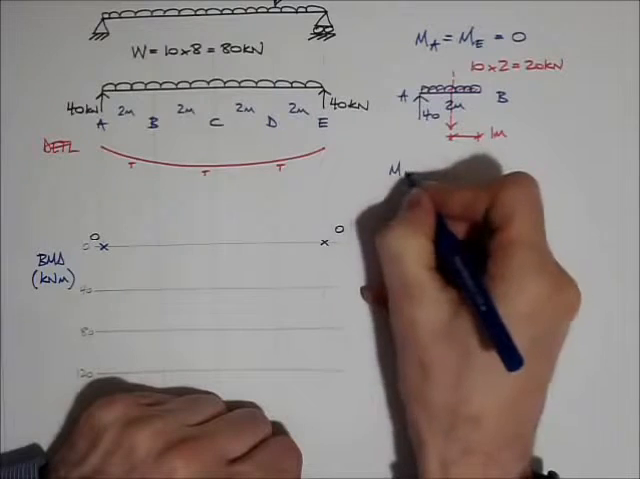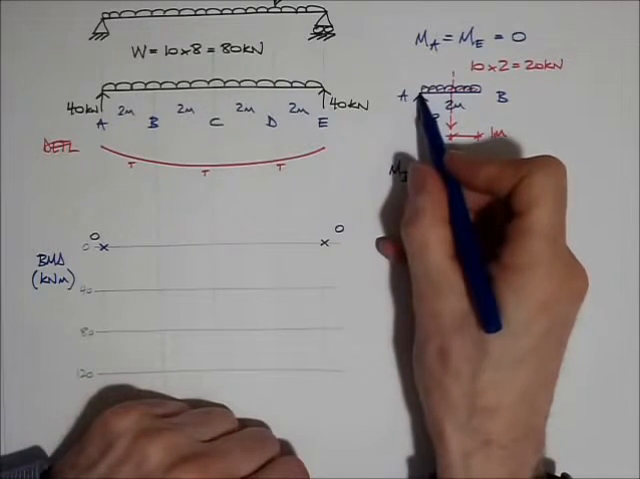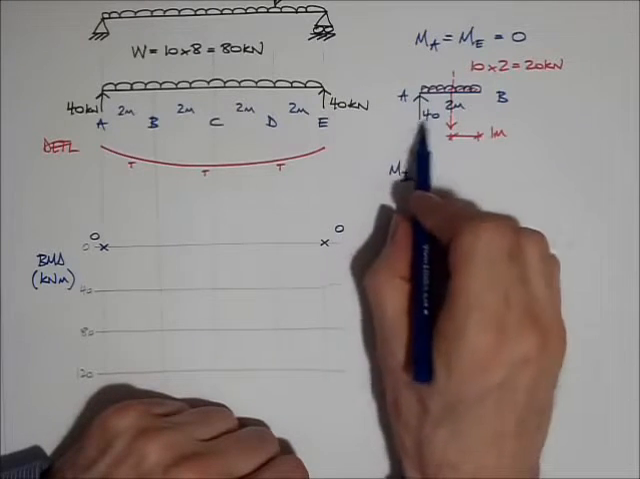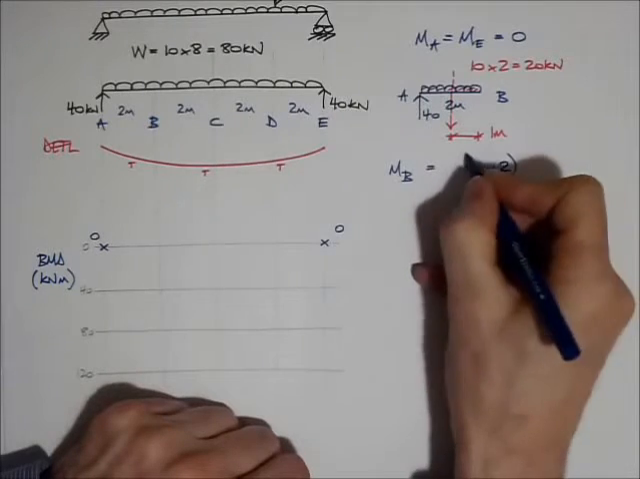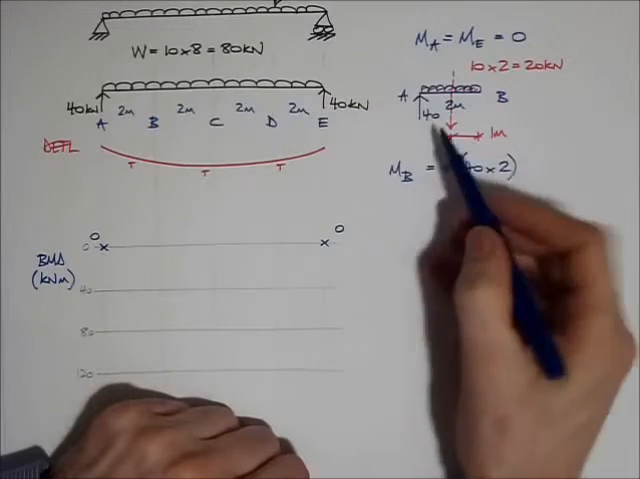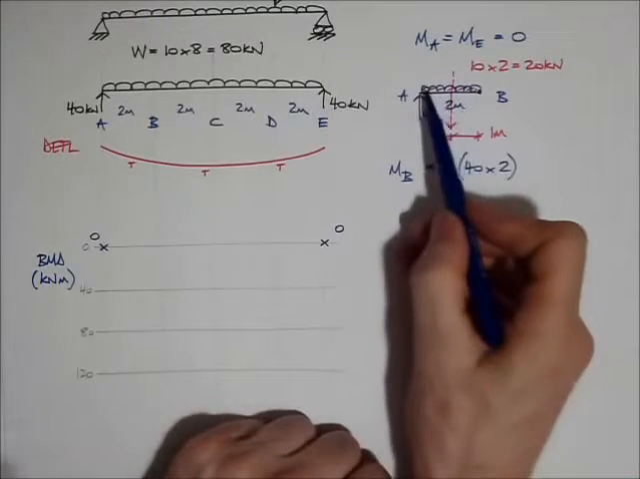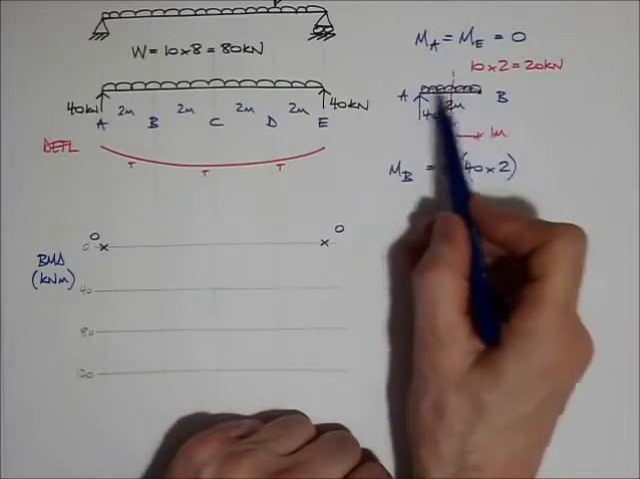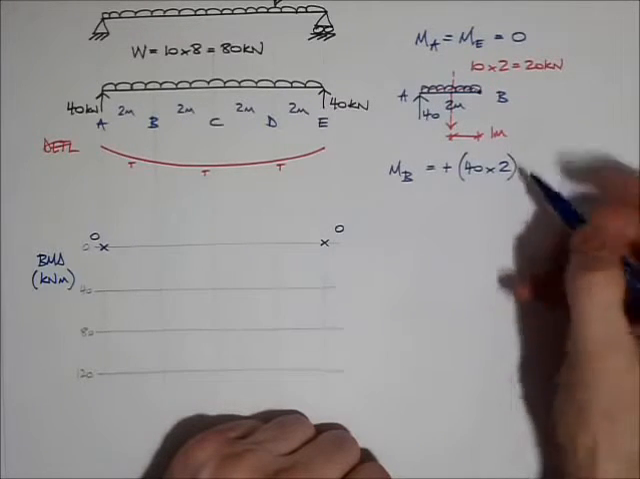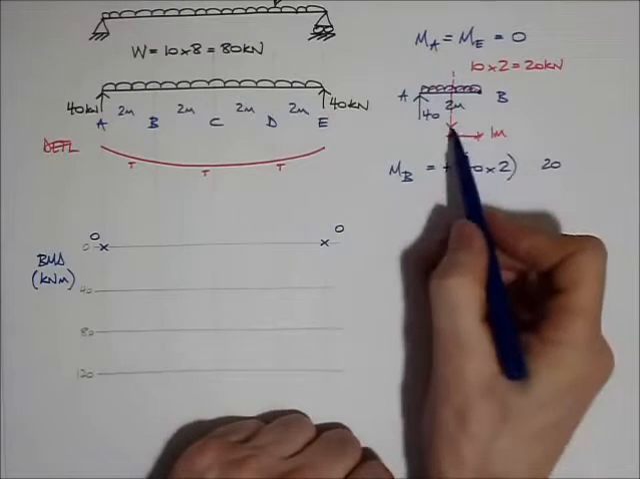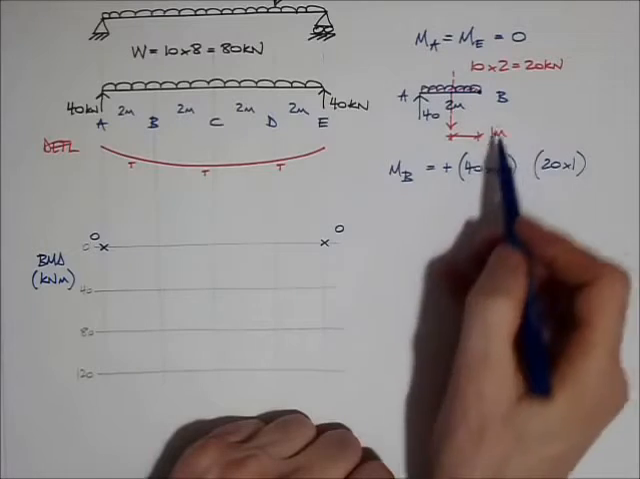So if I take moments about point B, with clockwise as positive as usual, the 40 kilonewton reaction is acting 2 meters from point B. So 40 times 2 is positive, because it goes clockwise around point B. And then I also have the force from the UDL, the uniformly distributed load, which is 20 kilonewtons, acting at 1 meter's distance from point B.